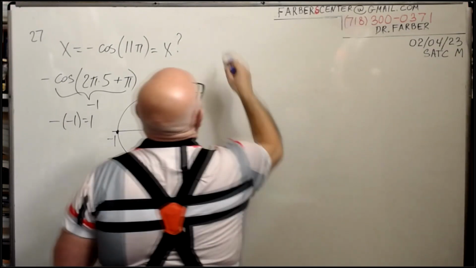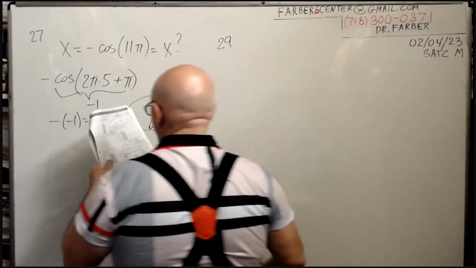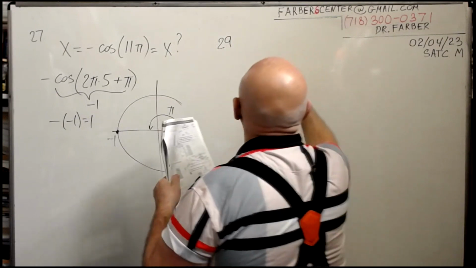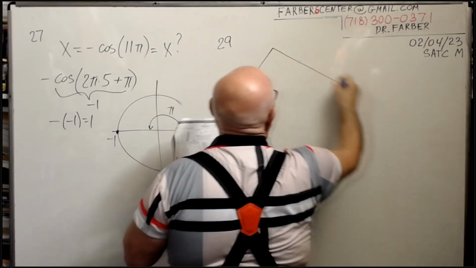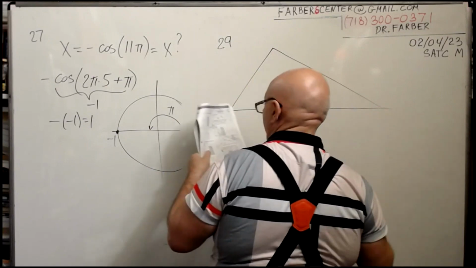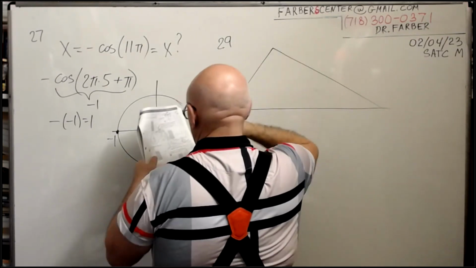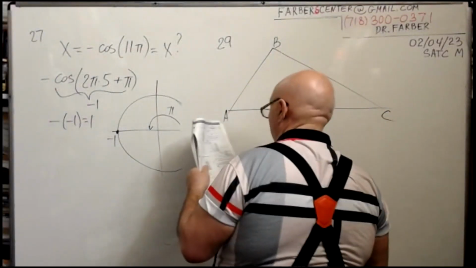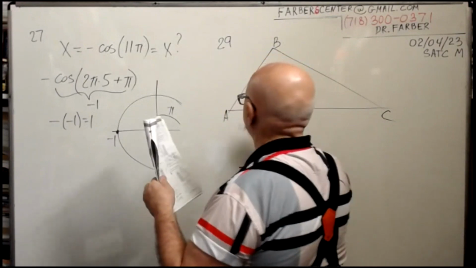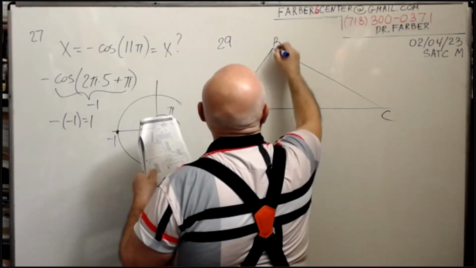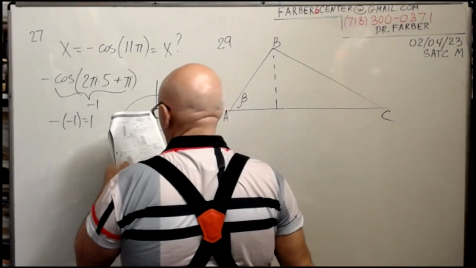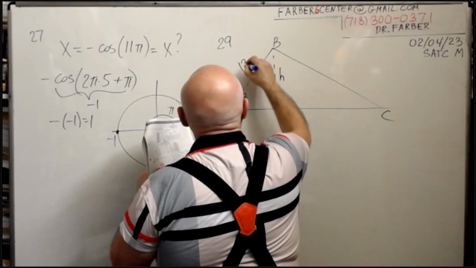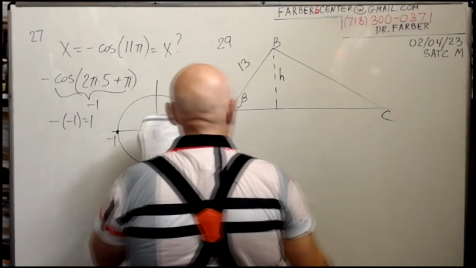In 29, we have a triangle, like make this same. ABC. This is beta. This altitude. This is 13. This is 14.